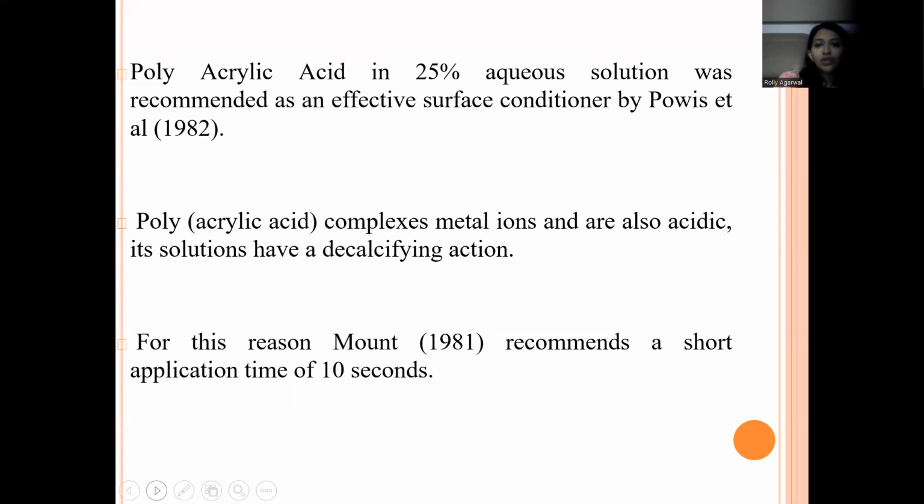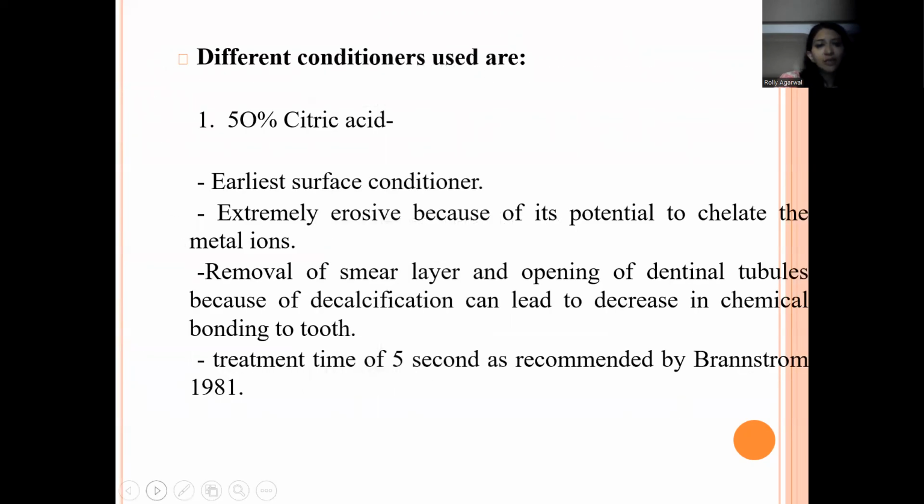25% is the solution which is recommended for removing the smear layer. Polyacrylic acid, if anything is left behind, then it can incorporate into the matrix of the cement later. Other than polyacrylic acid, what can be used? 50% citric acid can be used.